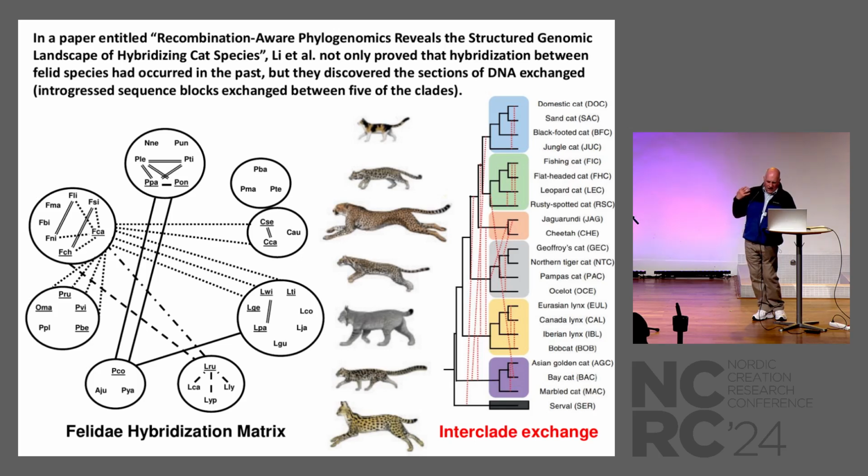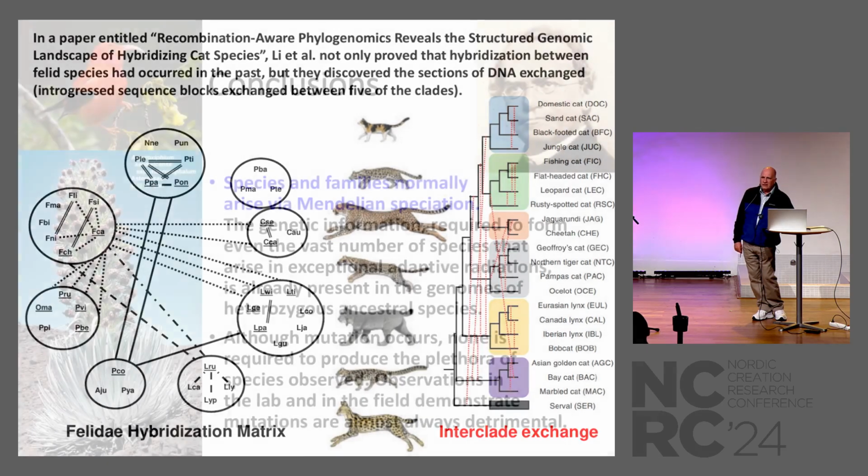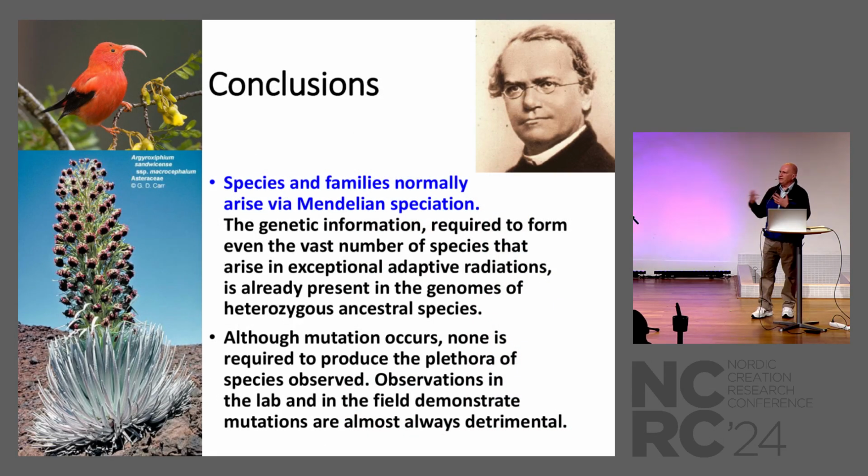This process can give rise to whole families. These are our baramin. And this explains where speciation comes from in baramin. Species and families normally arise via Mendelian speciation.